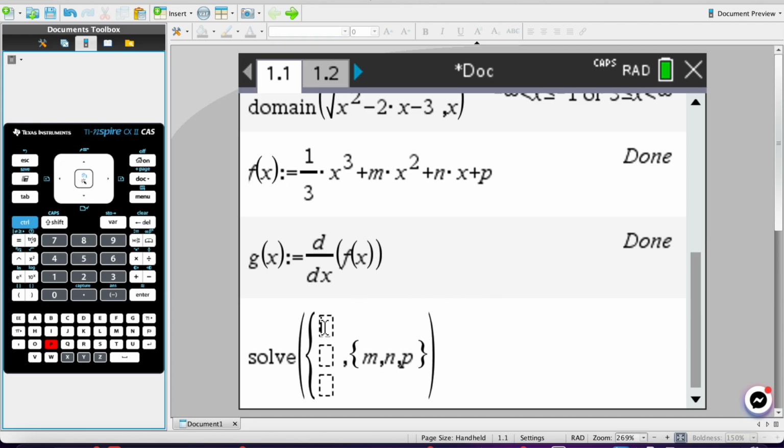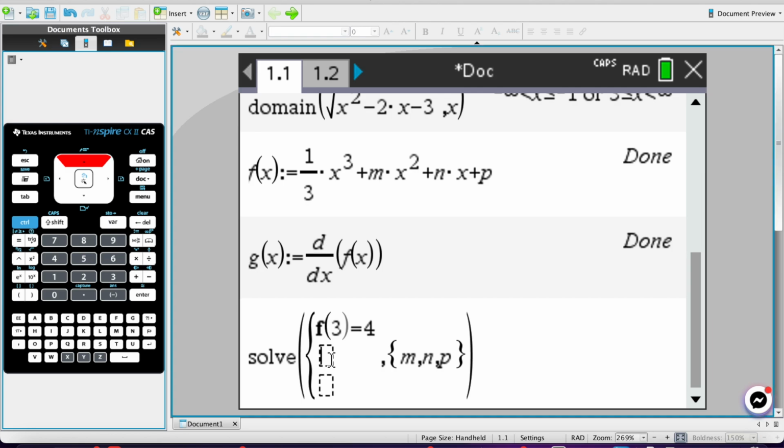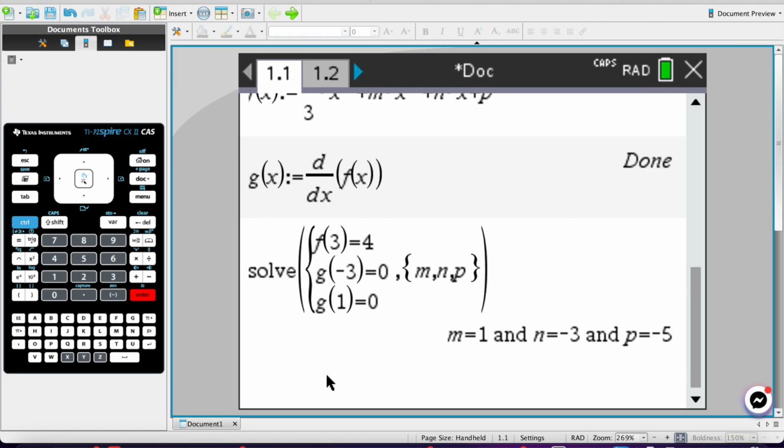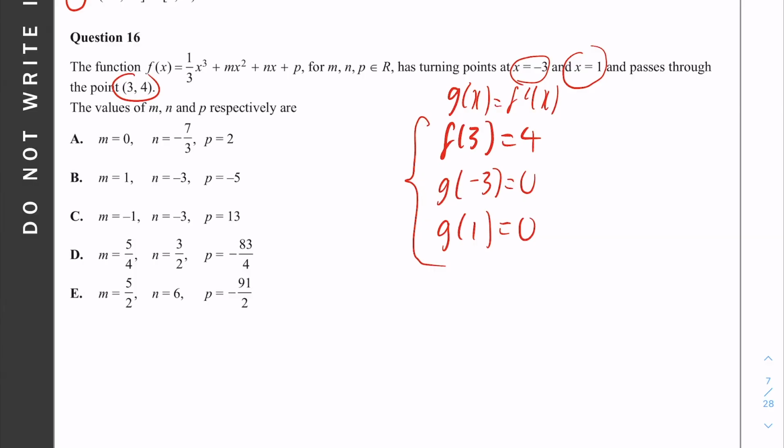And the first equation we had was f of 3 is equal to 4. Then we had g of -3 is equal to 0. And g of 1 is also equal to 0. And that gave us m equals 1, n equals -3, and p equals -5. And that is option B.